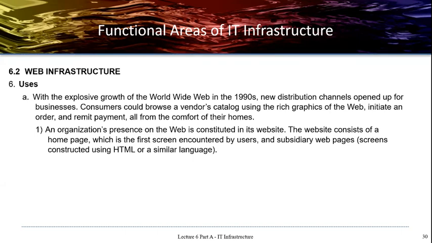The organization's presence on the web is constituted in the website. So your organization also has to have a presence on the web. The website consists of a home page, which is the first screen encountered by the user. When you are logging into any website, the first screen that comes up is called a home page. Then the subsidiary web pages are constructed using HTML or a similar language. The first page comes up, and when you click a button it goes to another page. You can develop those web pages for the users using HTML, a simple language.